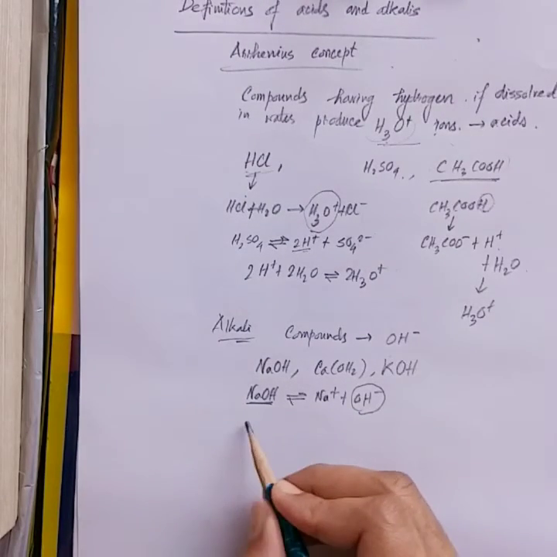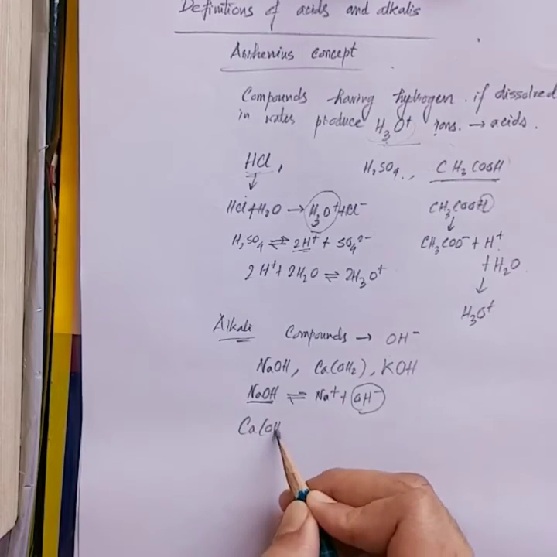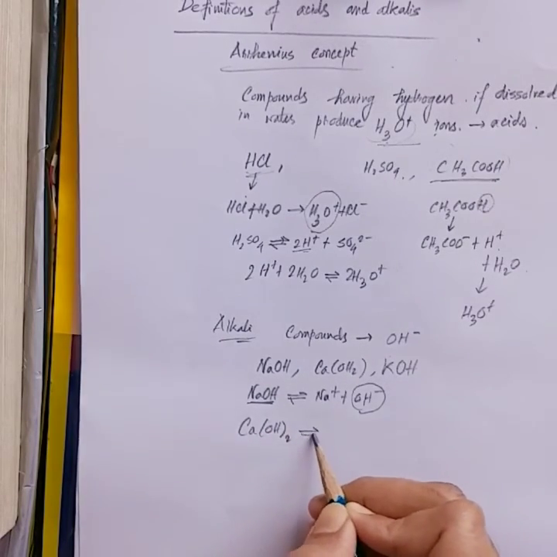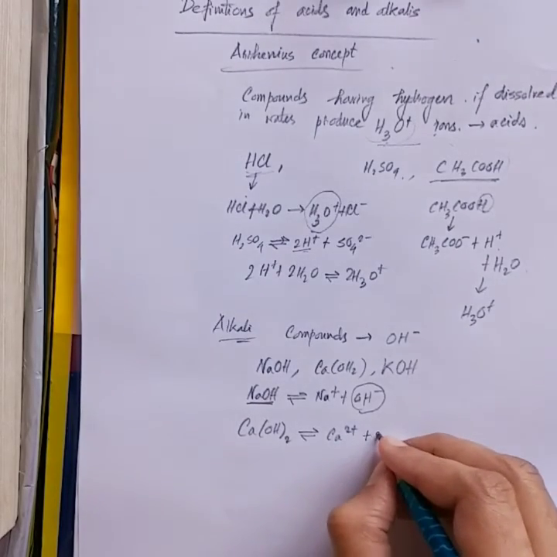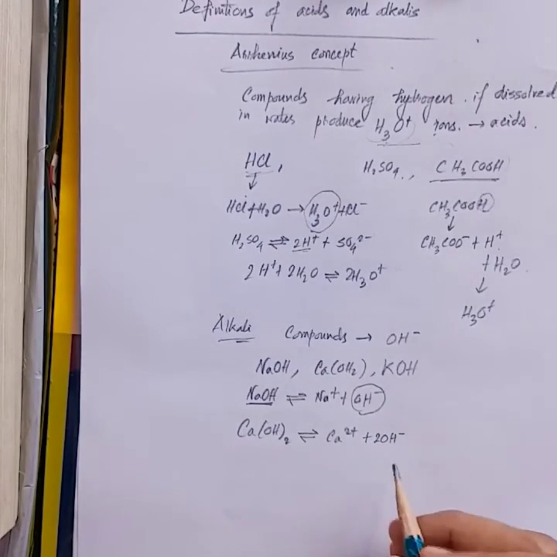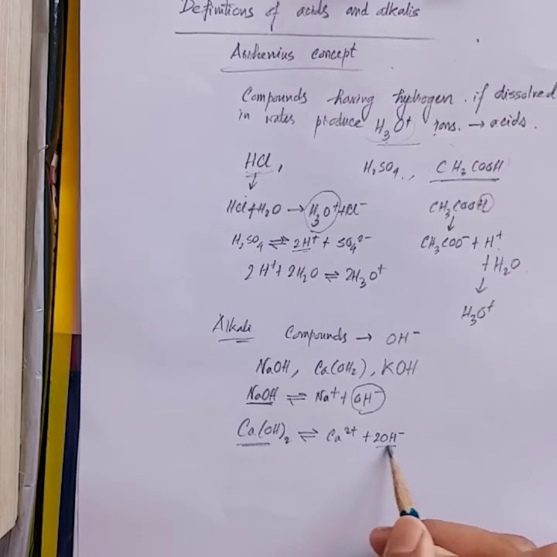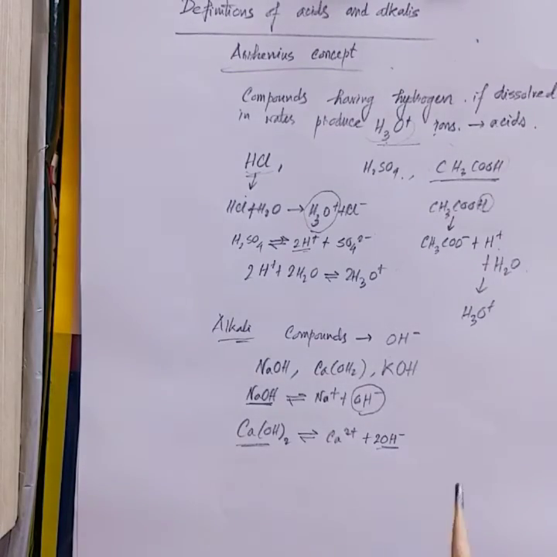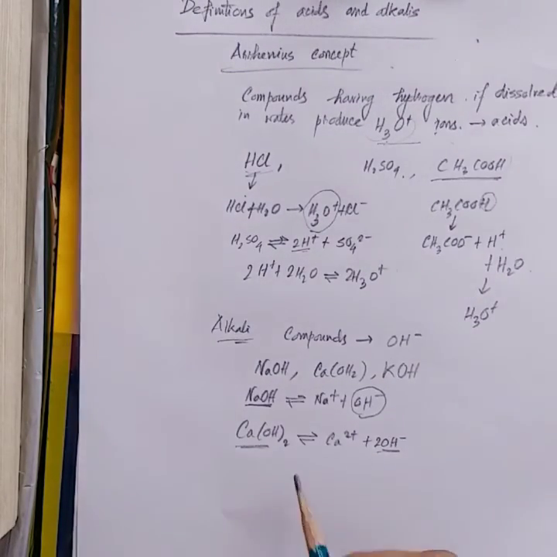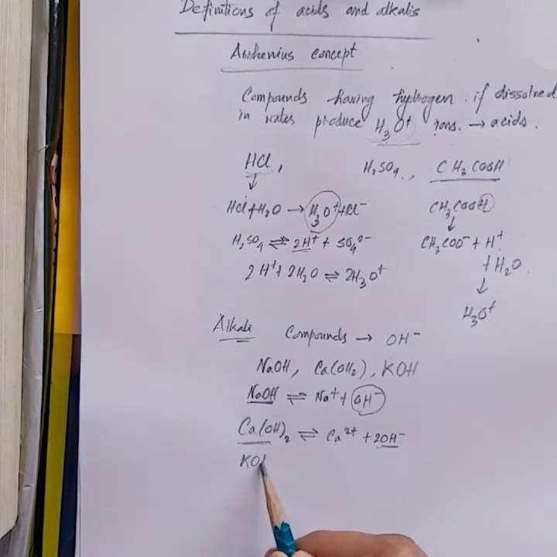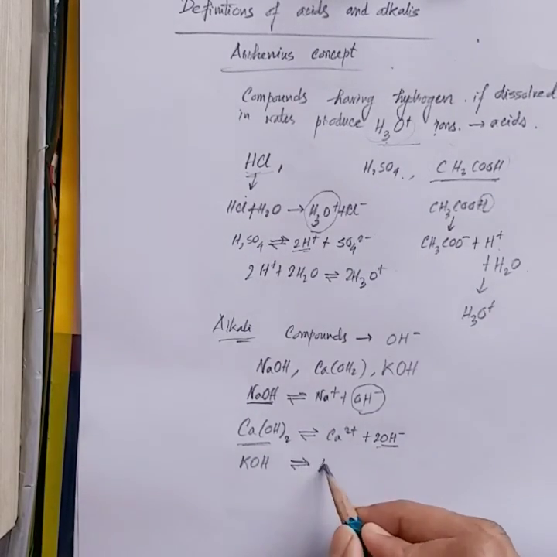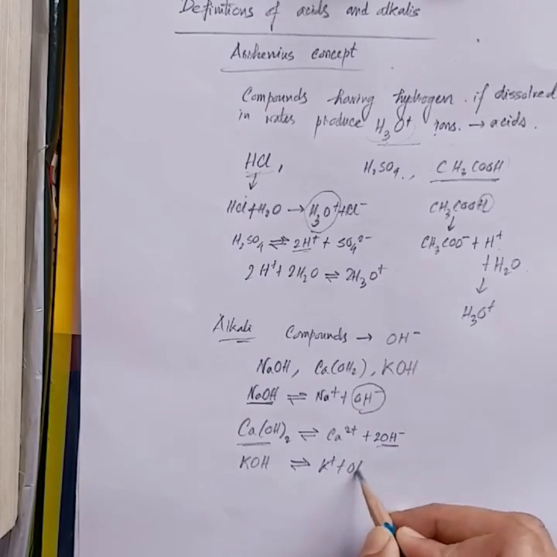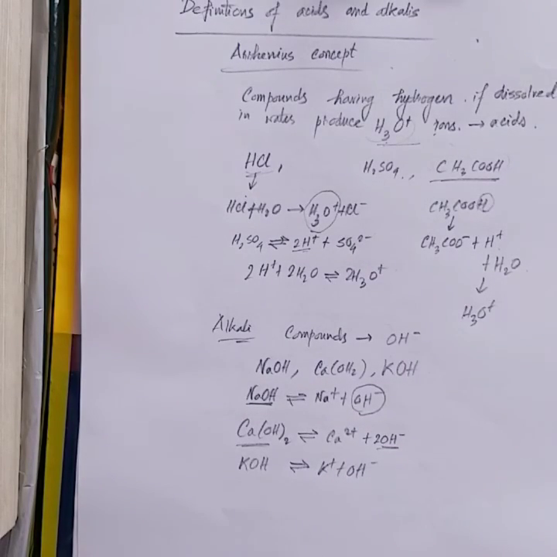Okay, for calcium hydroxide what happens? This will give Ca2 plus and 2OH minus. So again you can see that calcium hydroxide is also releasing hydroxyl ions, so therefore it is also an example of alkali. If I talk about potassium hydroxide, or caustic potash, this will also give K plus ion and OH minus ion. So this is also an example of alkali.